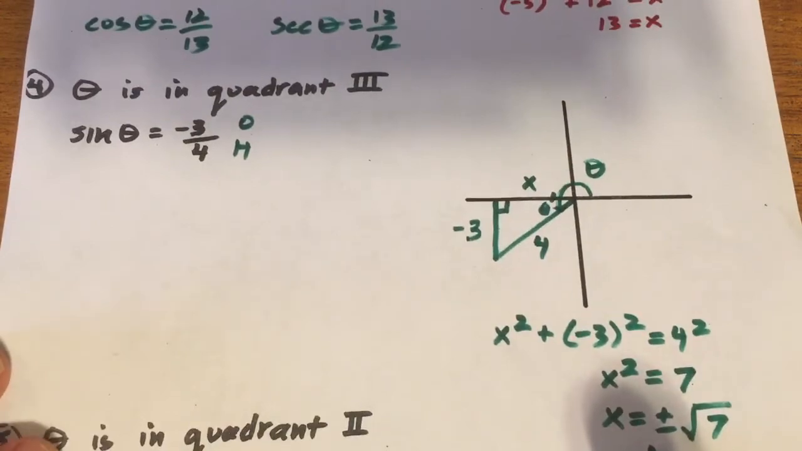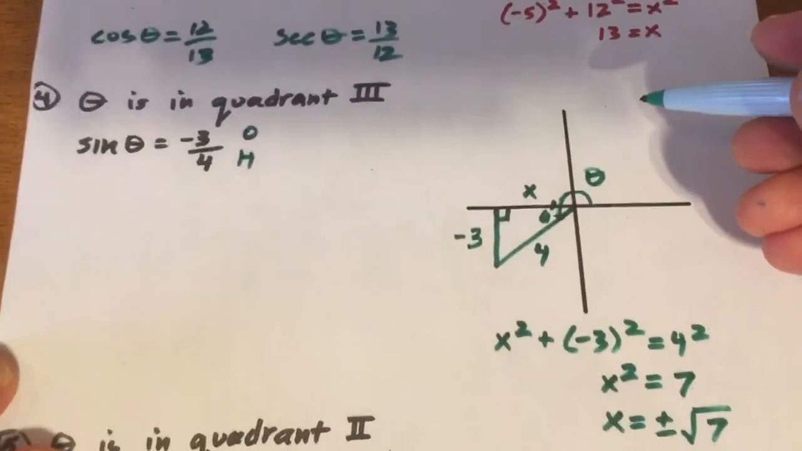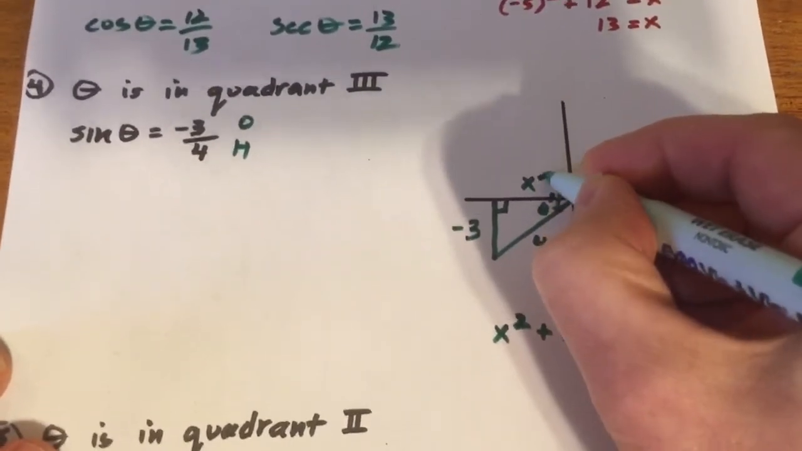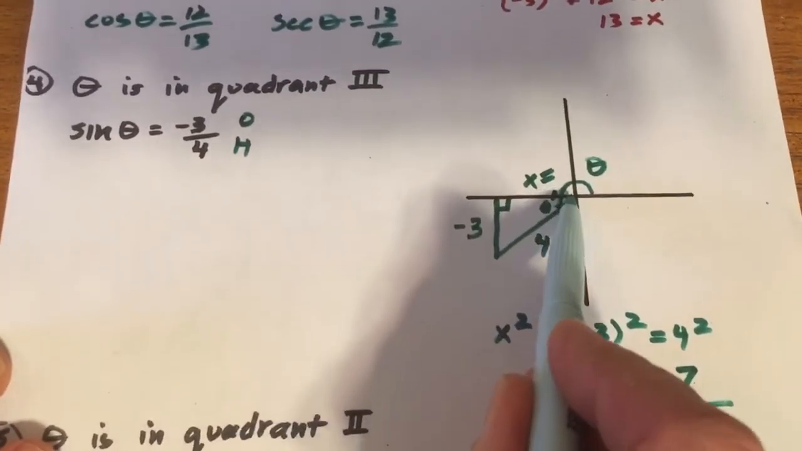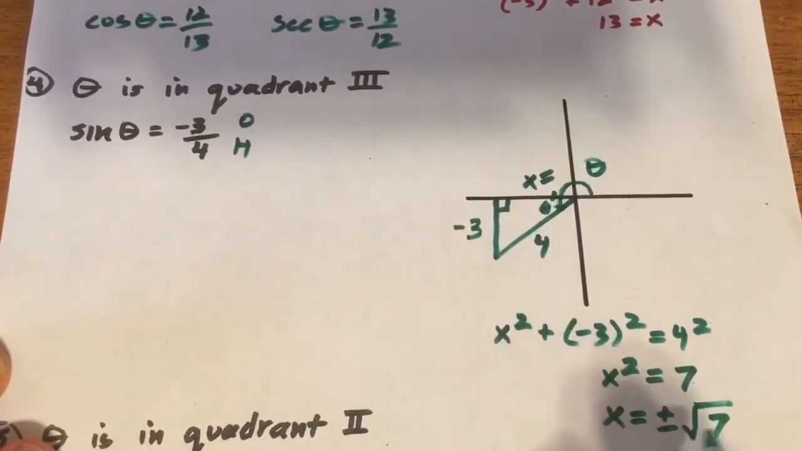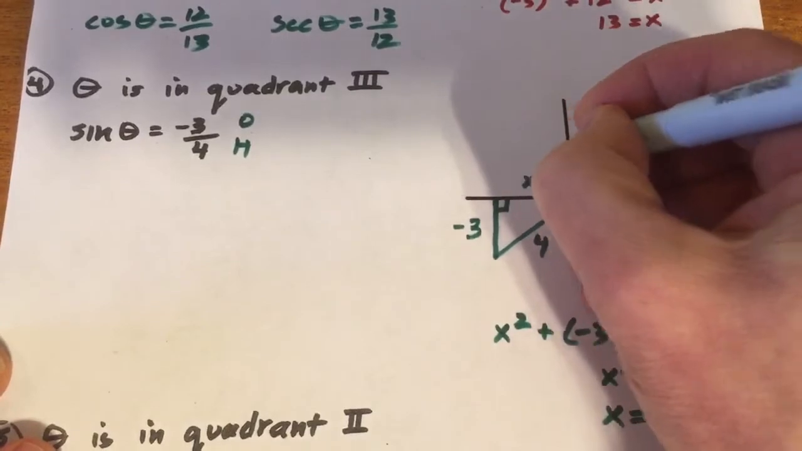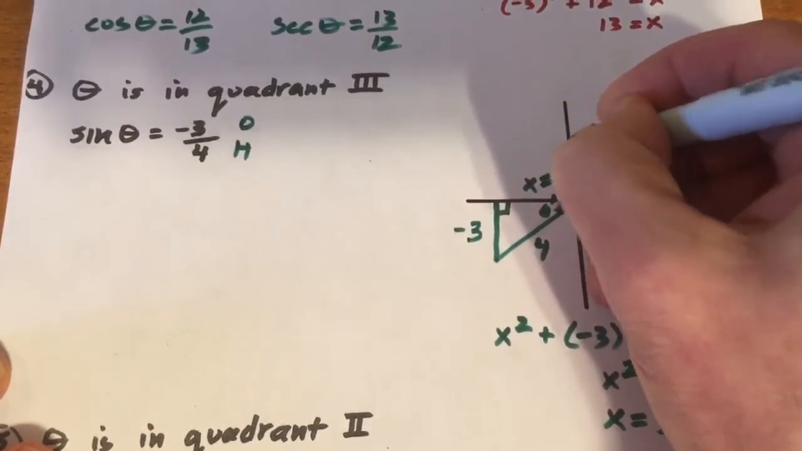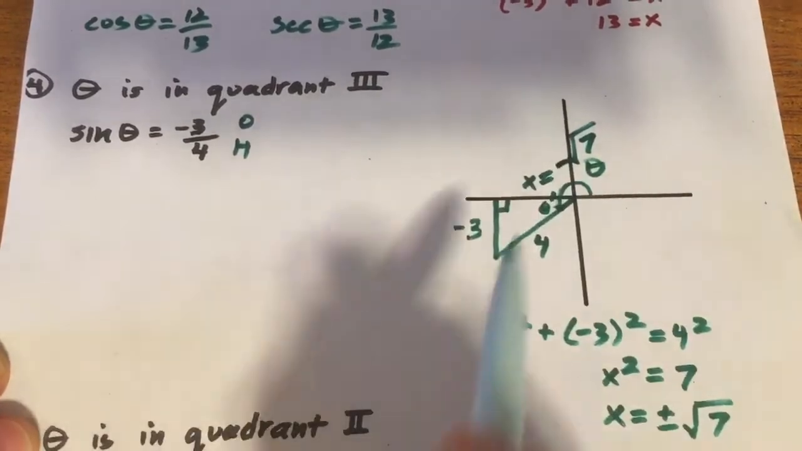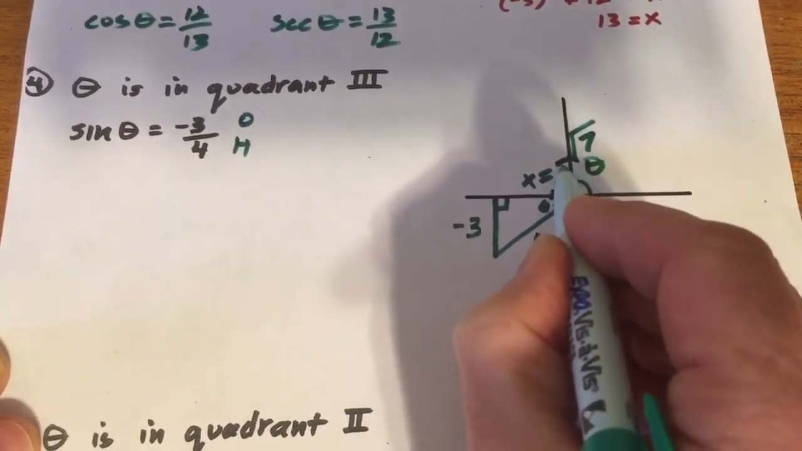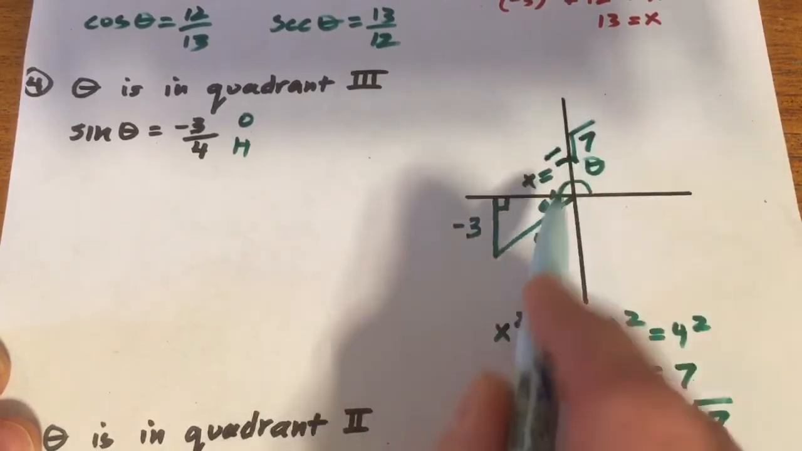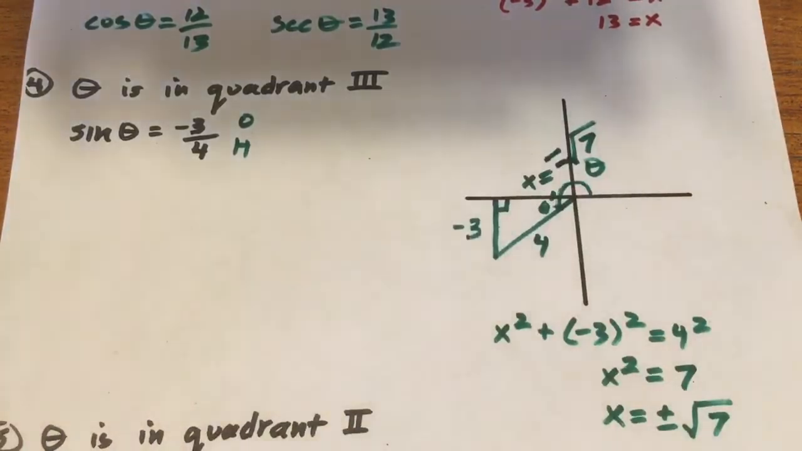The reason I included the plus and the minus is that this x right here, being right on top of the negative x values, will have a negative square root of 7 as the value in the reference triangle. So we need to use negative. Let me put the negative up there to make it very clear. Negative square root of 7.